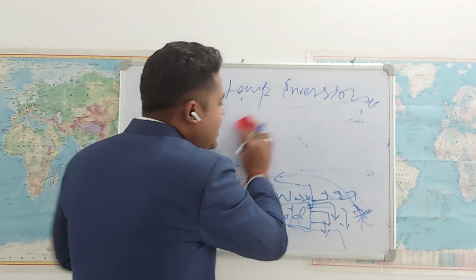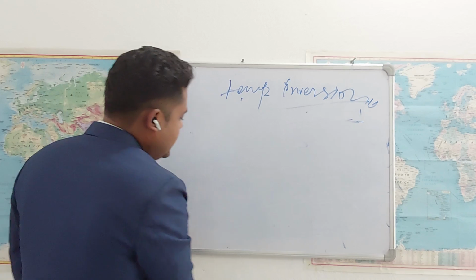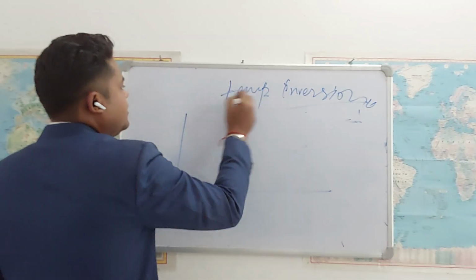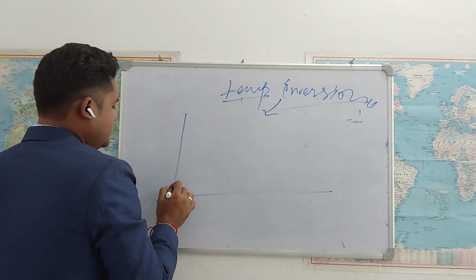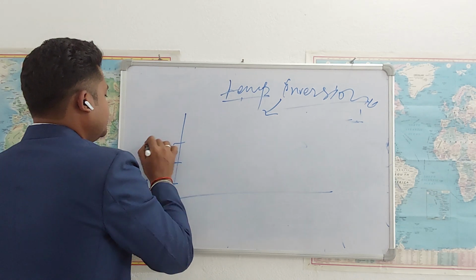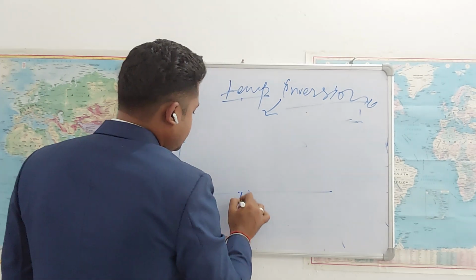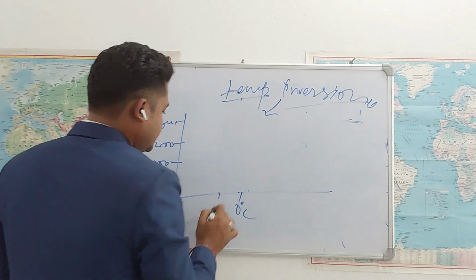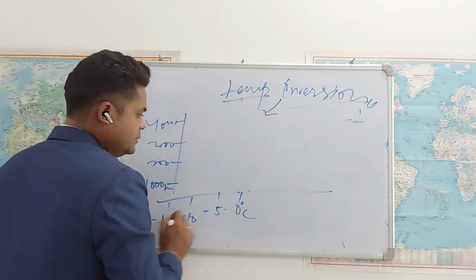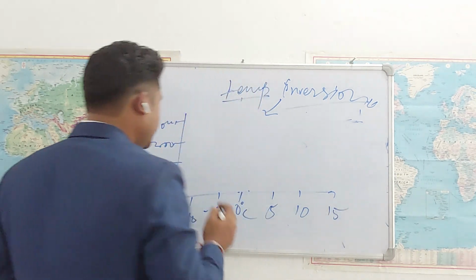If I put this particular temperature inversion on the graph, it will look something like this. This is the graph for temperature inversion. This is 1000 meters, same goes for 2000, 3000, 4000. This is 0 degrees, this is 5, minus 5, minus 10, minus 15, 5, 10, 15.